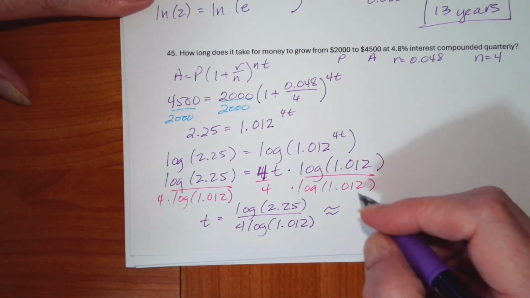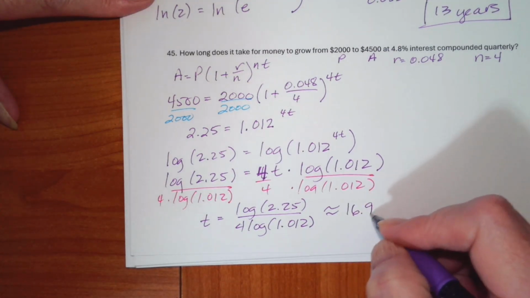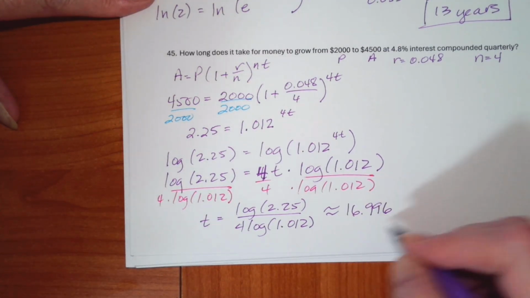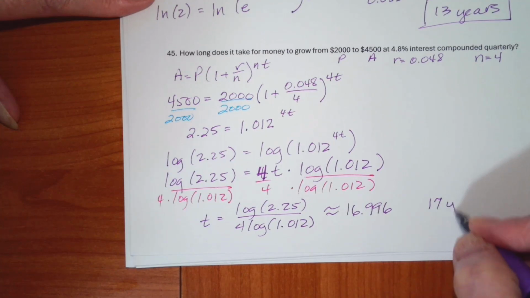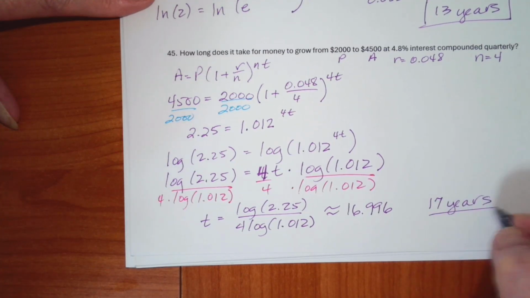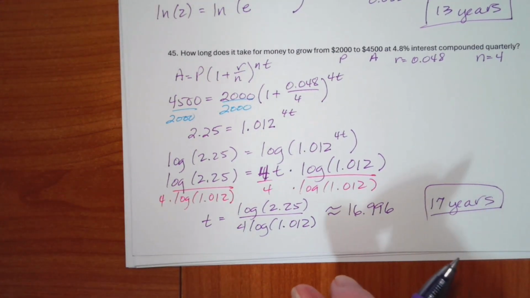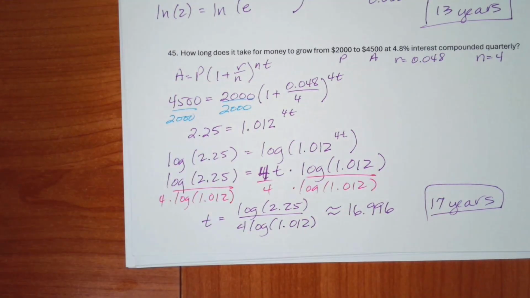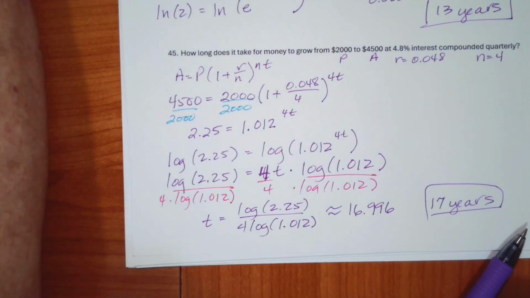Which gives us 16.996, but we're going to call it 17 years. We have to round up because it didn't occur in that 16th year. We have to wait. Okay, switch videos.